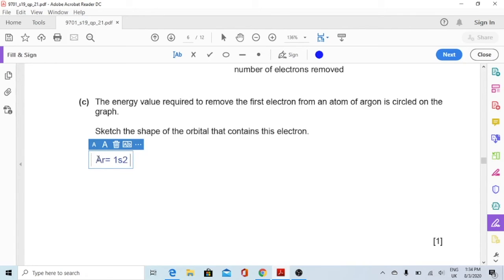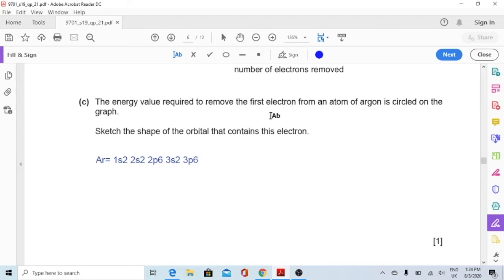1s2, 2s2, 2p6, 3s2, 3p6. Since argon has an atomic number of 18, that means that it has 18 electrons, a complete outermost shell also.